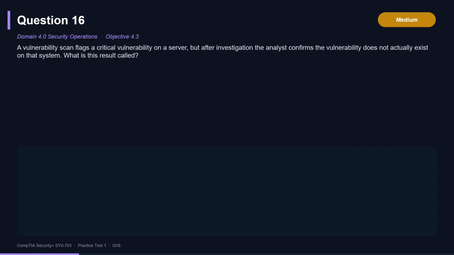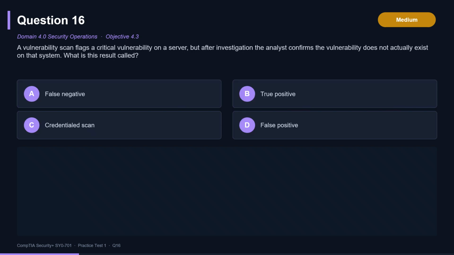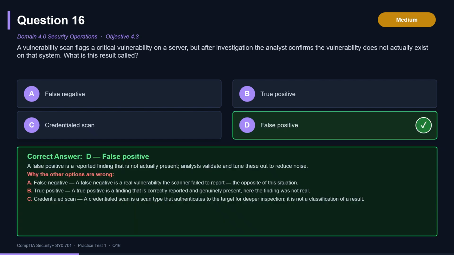A vulnerability scan flags a critical vulnerability on a server, but after investigation, the analyst confirms the vulnerability does not actually exist on that system. What is this result called? The correct answer is D, false positive. A false positive is a reported finding that is not actually present. Analysts validate and tune these out to reduce noise.